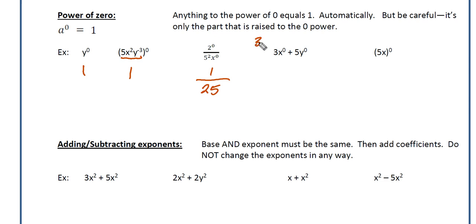Remember, if it's intending that whole thing being raised to the 0th power, then we would see parentheses. We don't see parentheses around the 3. So this is 3 times x to the 0th power, which is 1, plus 5 times y to the 0th power, which is 1. So that's just saying 3 plus 5, or 8. And then finally, there's where we see this whole quantity being raised to the 0th power, so that would be 1. So the 0 power rule, pretty easy to deal with.